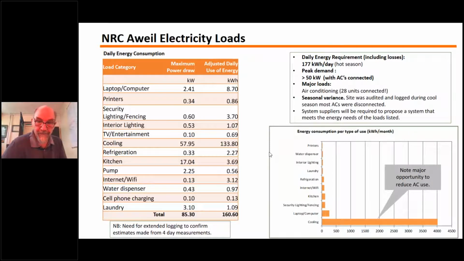And then we looked at the loads, and you can see that they're using 177 kilowatt hours a day in the hot season. The peak demand is over 50 kilowatts, and if you look at that little bar chart, you can see that cooling, 90% of the energy is for cooling. So you can run that office with a pretty small solar system, but you're gonna be spending 90% of your money just to power air conditioning, and a lot of times the doors are open. So that's an interesting observation. Next slide.